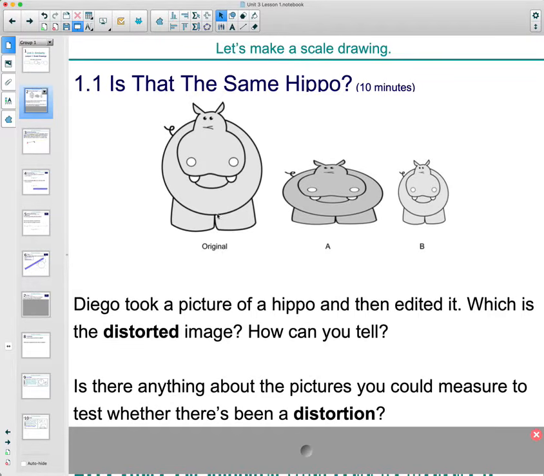We see that Diego took a picture of a hippo. So here's your original hippo drawing or picture. And then here are 2 images that he edited. Which of these images looks like it is distorted from the original? And how can you tell? And then is there anything about the pictures that you could measure to test whether or not there has been a distortion? So go ahead, talk about that, pause the video, and come back.